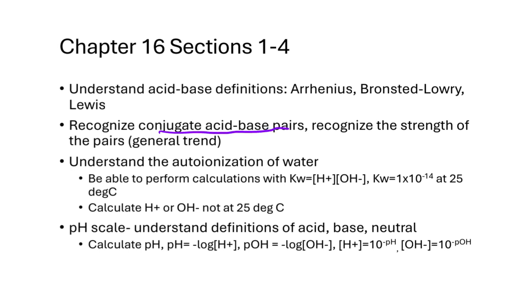Conjugate acid-base pairs. Be able to recognize the acid form and the base form, and then the strength of the pairs. This is very general speaking. We've had that chart with the up arrow and the down arrow showing the range of pH. You don't need to memorize that table, but you should be familiar with how to use it.